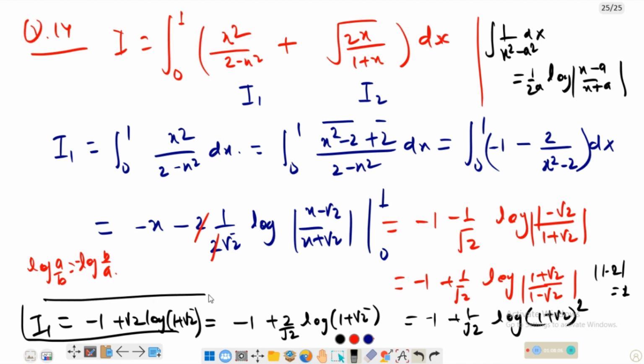Okay, this is our I1. Okay, we need to calculate I2. Okay, so I2 is equal to the integration from 0 to 1 of 2x upon the complete under root of 1 plus x dx.